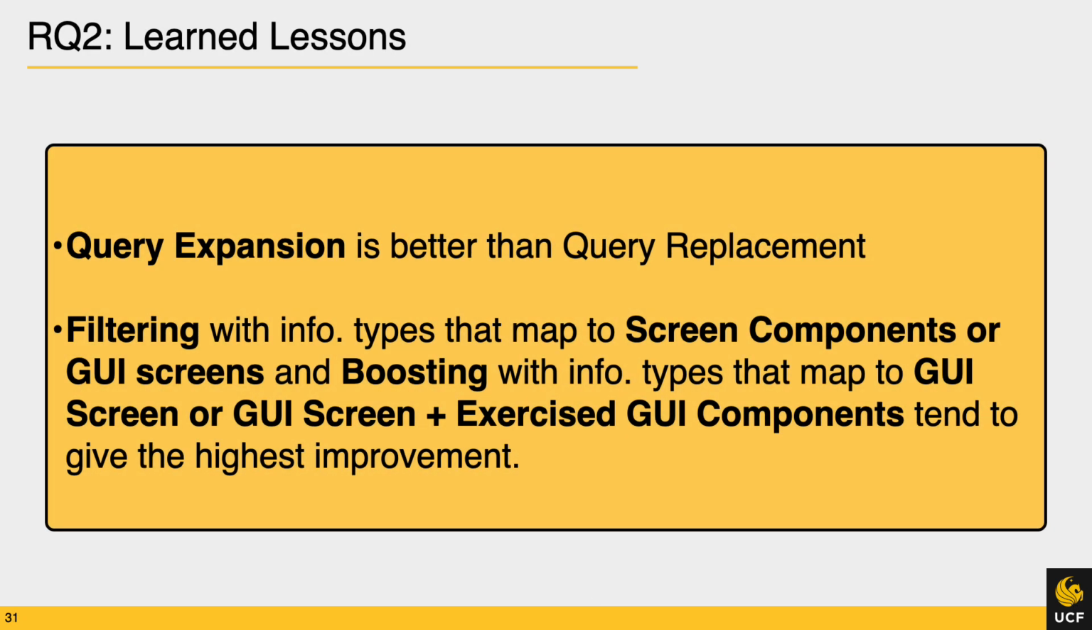So what have we learned from here? Query expansion is better than query replacement, and filtering with information types that map to screen components or GUI screens, and boosting with information types that map to GUI screens or GUI screens plus exercised GUI components, tend to give the highest improvement.